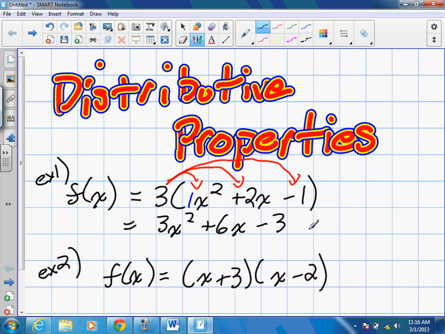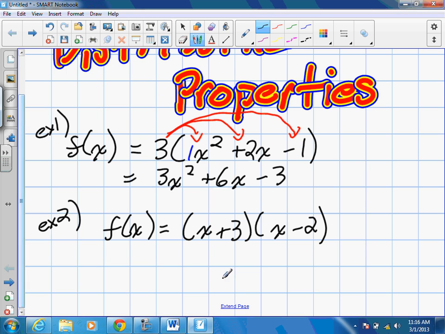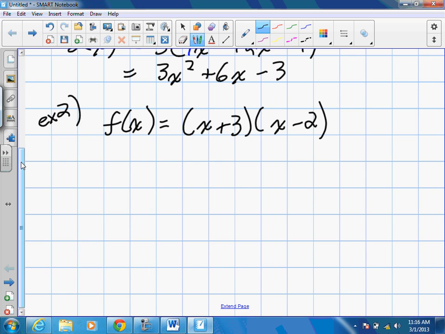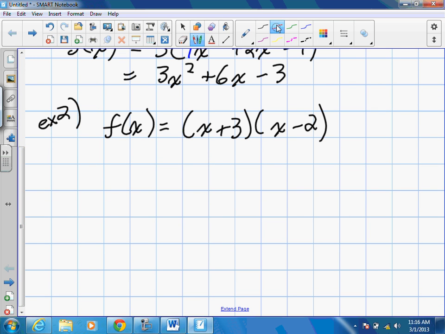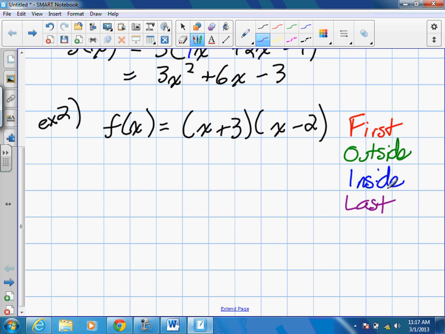This is considered the distributive property. When they teach it, they call it several different things. Sometimes they refer to it as FOIL, F-O-I-L. What does the F stand for? First. Outer. Inner. Outside. Inside. And what's L? Last. Good. Did you learn that, or are you about to learn it now? Good.